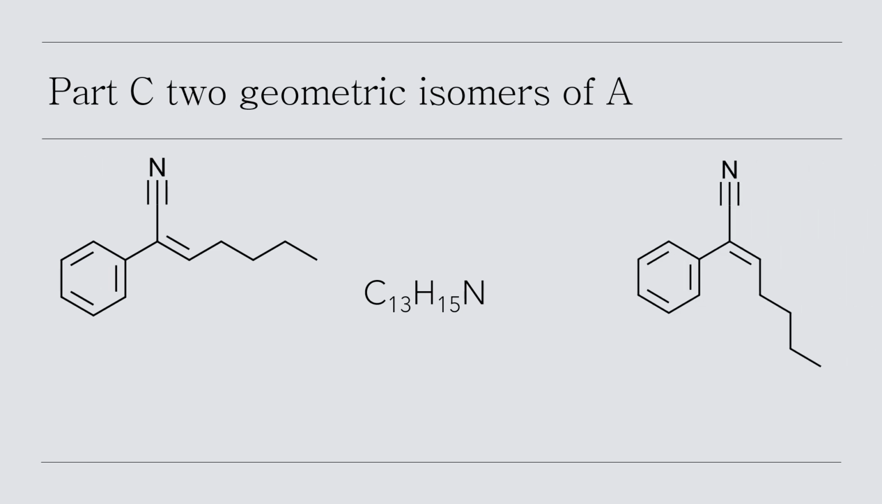I drew these two. Looking at the double bond on the left, the higher priority groups are on the same side of the double bond. This means that it is the Z form of the chemical. The one on the right has them on the opposite sides to form the E isomer of 2-phenyl hept-2-enenitrile.